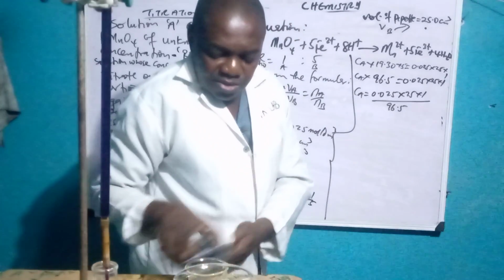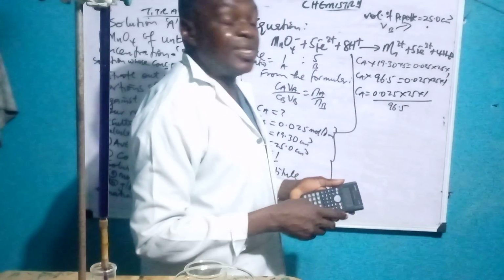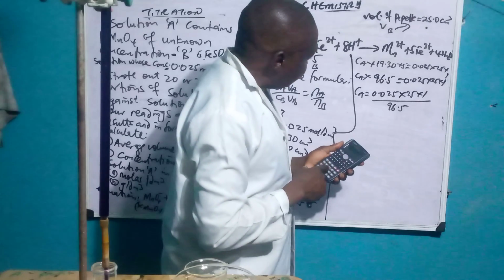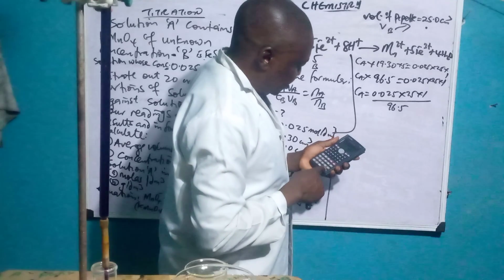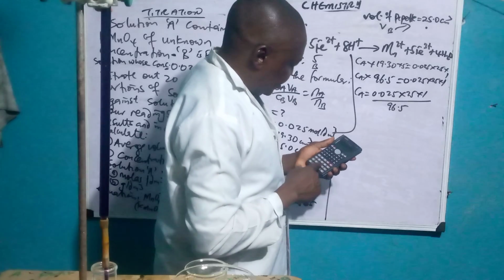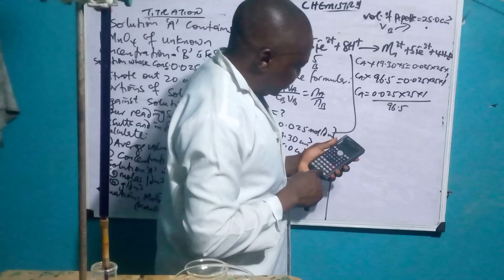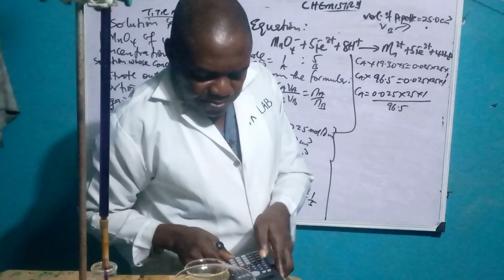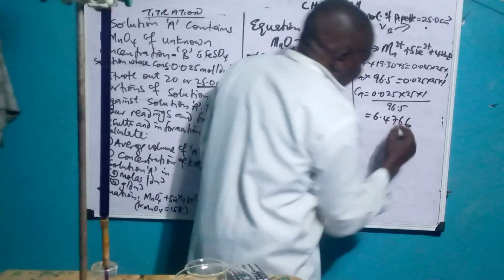So let's see how this one goes. The examiner will always calculate it, so don't think otherwise. They will calculate everything. So 0.025 times 25 gives you 0.625, divided by 96.5 gives you 6.4766. 6.4766. I hope we are right.